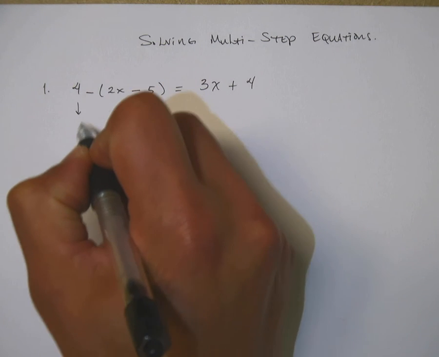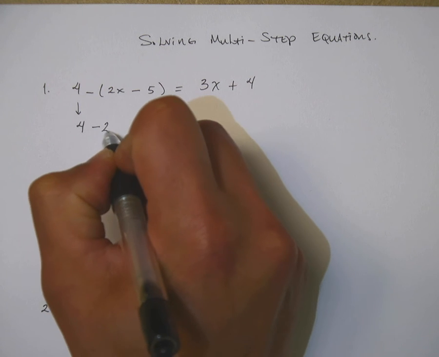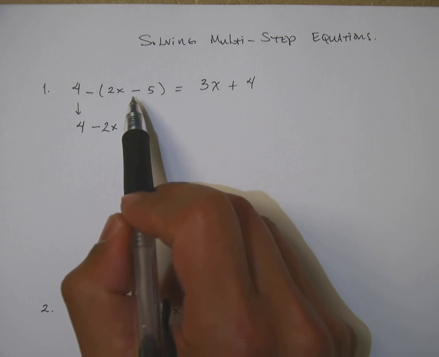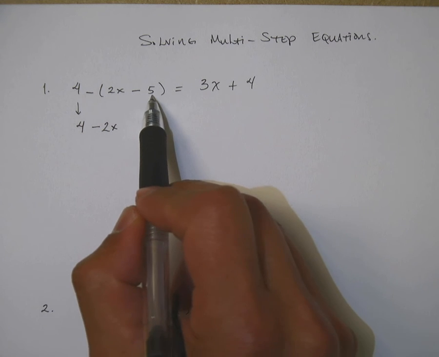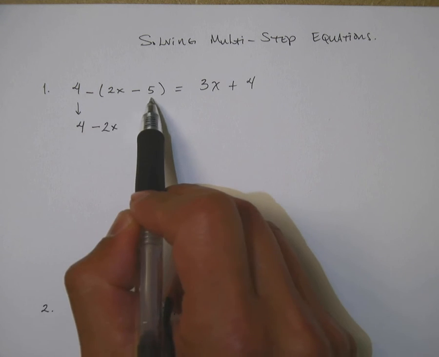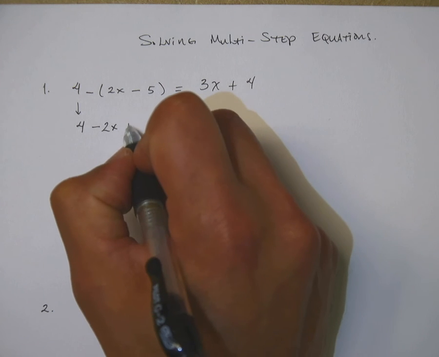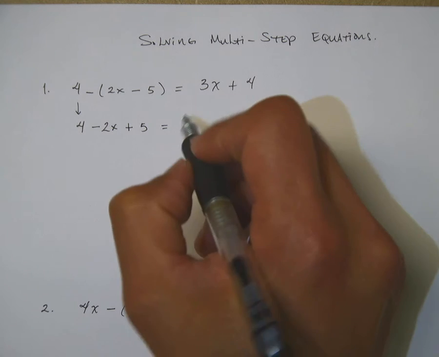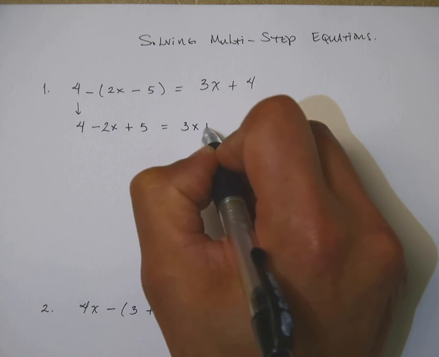So let me bring down this 4. So that becomes a negative 2x. And if we say minus or negative, we mean the same thing. And then this negative 5, because of this guy, it becomes the opposite. So instead of a negative 5, it becomes a positive 5. Okay, then over here on the right side, we still have our 3x plus 4.